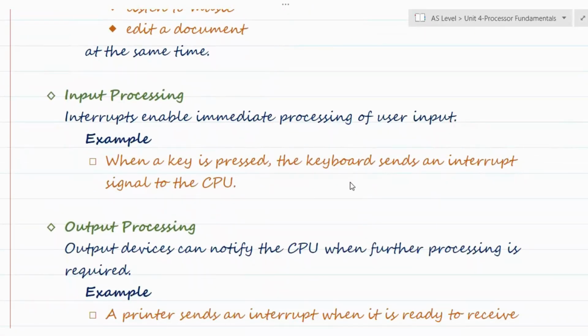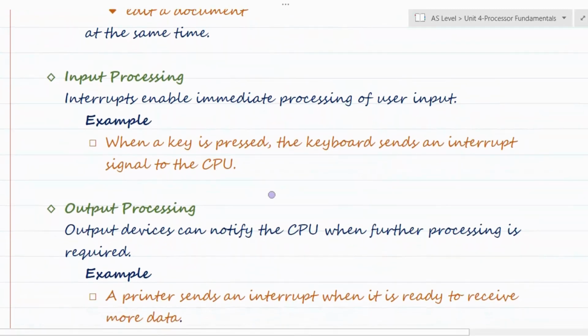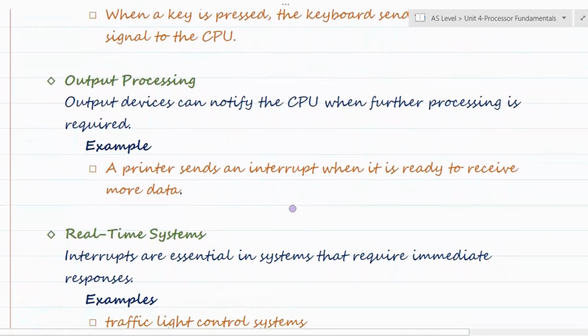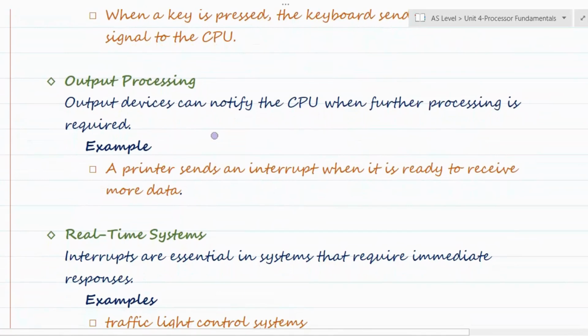Second application is input processing. Whenever you press a key, the keyboard immediately sends an interrupt signal to the CPU. This ensures that user input is processed without any delays. Third application is output processing. Output devices can also generate interrupts. For example, a printer may send an interrupt indicating that it is ready to receive more data.